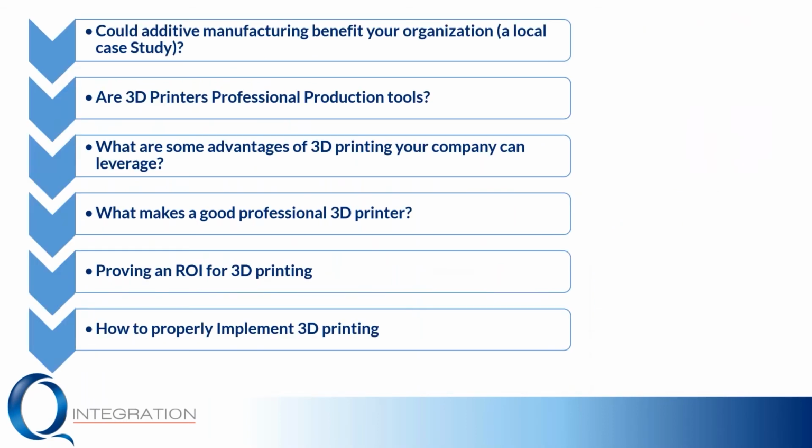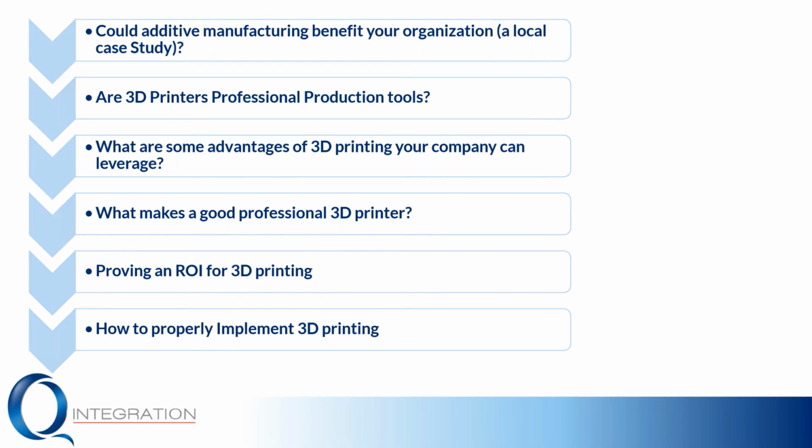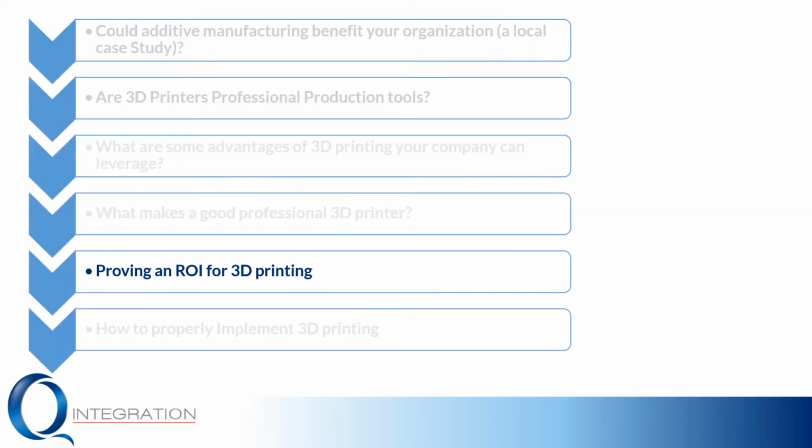So in this series, we've been talking about 3D printing, namely in the professional environment, and what it looks like to adopt additive manufacturing, whether or not they're professional production tools, et cetera. Like last time, we talked about what makes a good professional 3D printer. This time, we're going to talk about proving a return on investment for 3D printing to see if this is something that would make sense for your company.